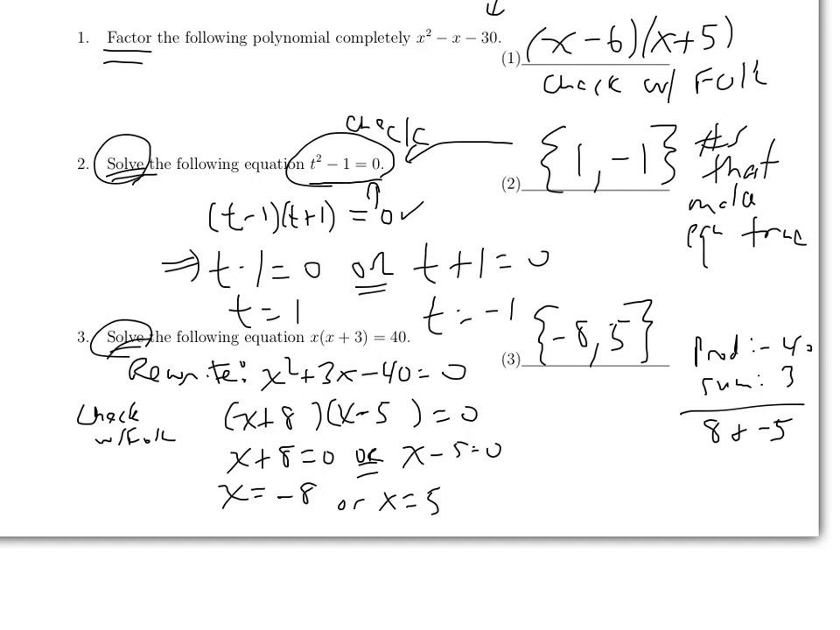And again, don't be afraid to check. Checking would mean putting those back into the original, like all the way back into the original, to make sure you didn't make any mistakes. Certainly the 5 is easy to check, right? If you put 5 in for x here, then you get 5 times 8 equals 40, which is true. If you put negative 8 in for x, you get negative 8 times negative 5 equals 40, which is true. So it's easy to check that those are both correct.